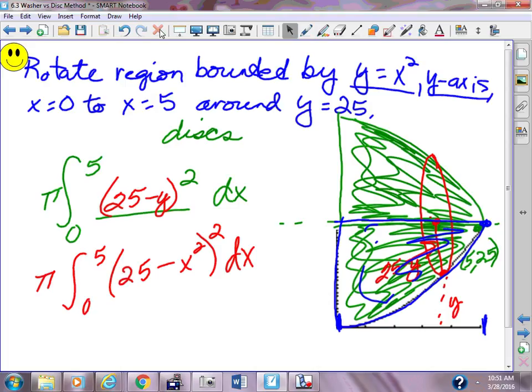Yes, ma'am? If it was on the other axis instead of the y-axis, then you would have done the bottom portion. Yes.